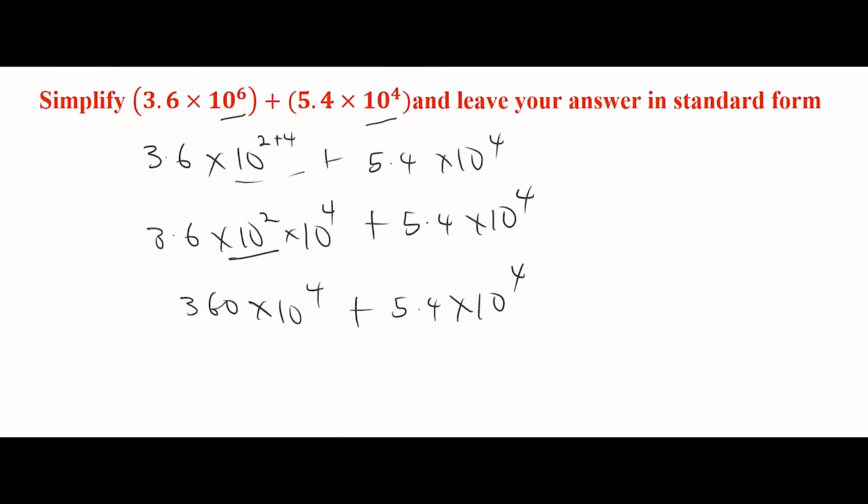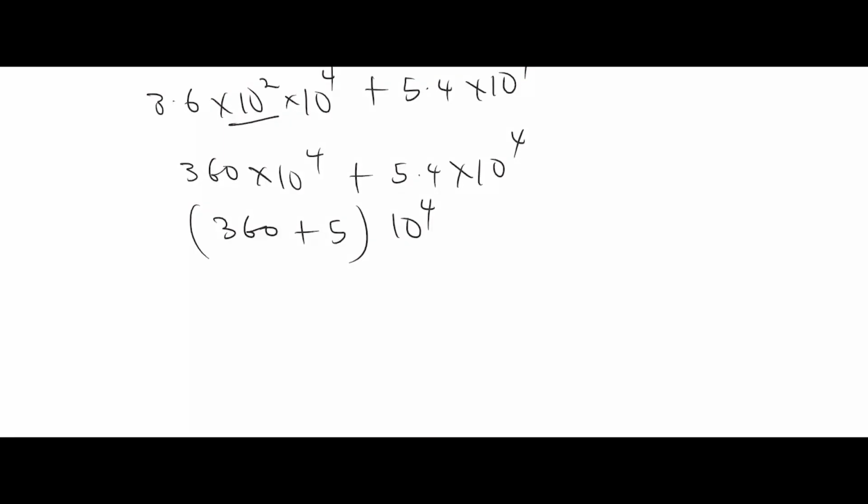Now the two numbers are raised to the same power of 10. Then we can now factor out 10 to the power of 4. So that will be 360 add 5, then into bracket 10 to the power of 4. 360 add 5, that will be 365 multiplied by 10 to the power of 4. Of course, this is not in standard form. You need to write it in standard form.